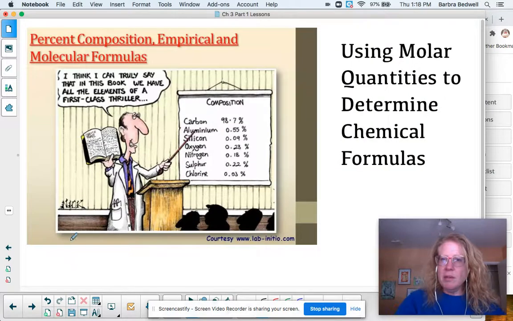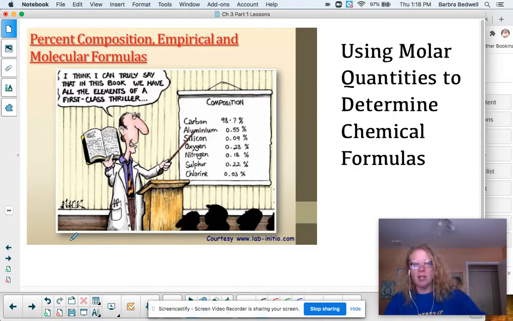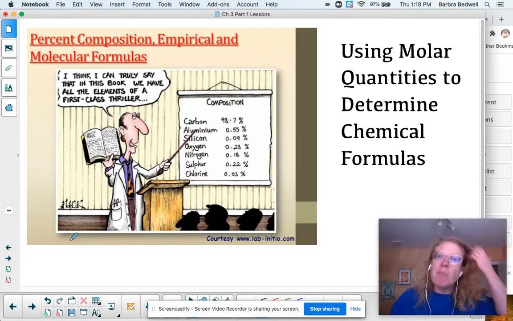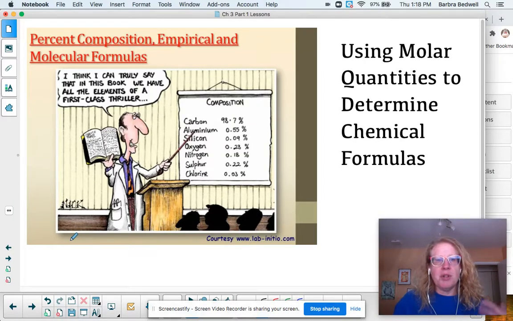Well, hello, welcome back. Today we are taking a look at how do we determine the actual formula of a compound based on empirical information, or based on information about mass or quantities or something else that we know. So using the concept of the mole is still a part of what we are doing, especially molar mass.